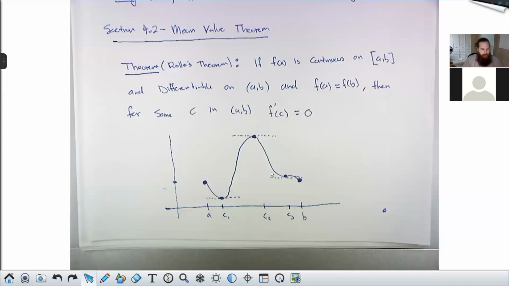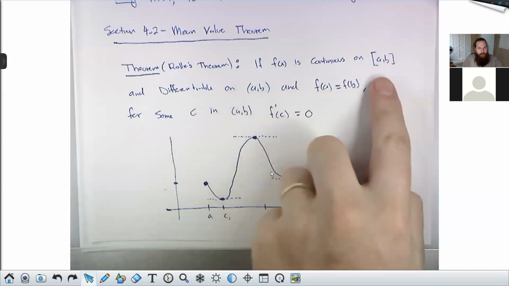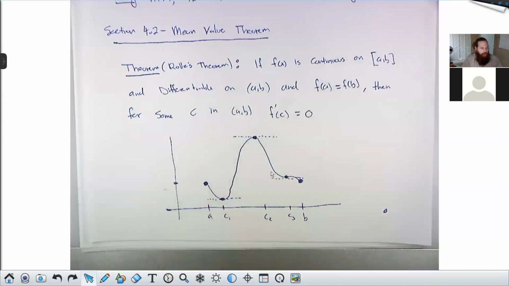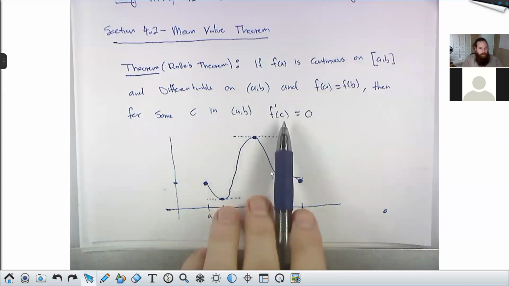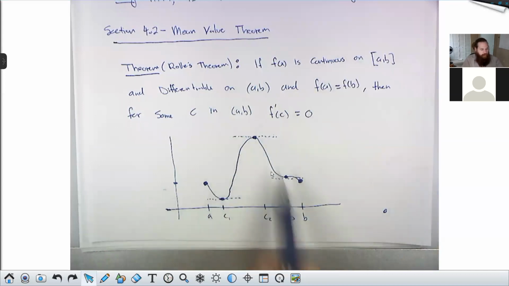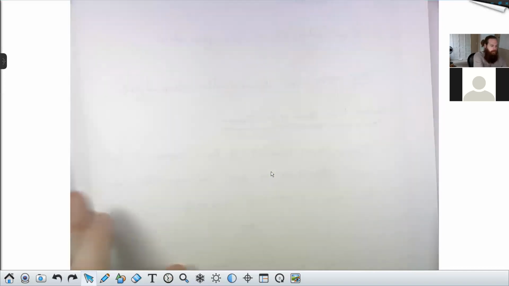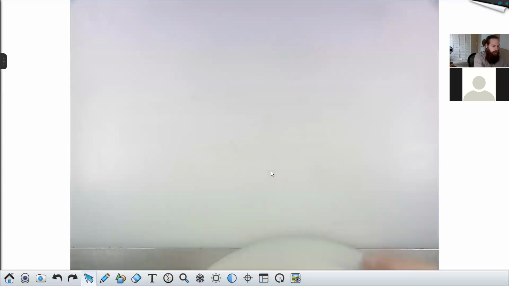So a classic kind of problem, although it's not super fun, would be for me to give you a function and a closed bounded interval and ask you to find the numbers c guaranteed to exist by Rolle's theorem. To do that, you would take the derivative and set it equal to 0, because Rolle's theorem guarantees the existence of horizontal tangent lines. So it's the same sort of thing that you've been doing. But MVT is a little bit more interesting. The hypotheses of the mean value theorem are the same.